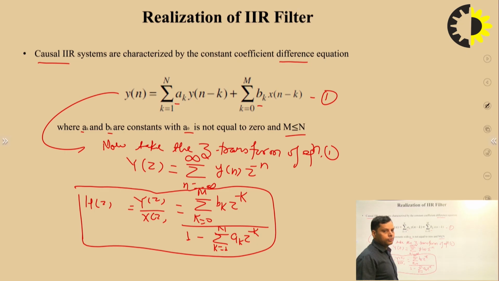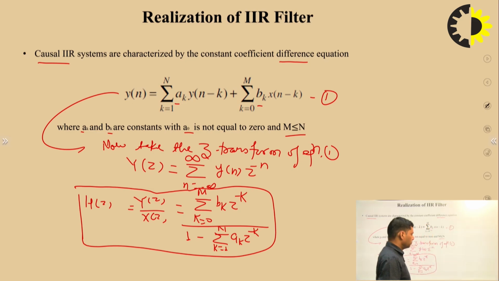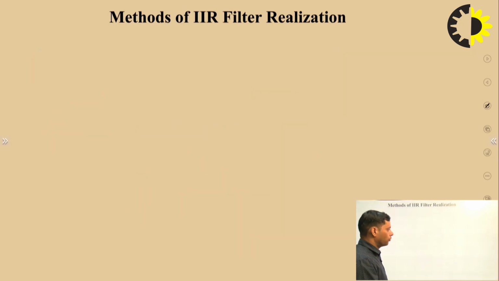With the help of this transfer function, we can realize any IIR filter, where the b_k are the feedforward path coefficients of the numerator, and the a_k are the feedback path coefficients of the denominator. Keeping all these in mind, we can realize any IIR filter. So what are the methods?